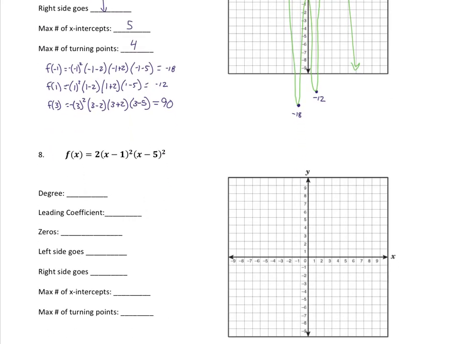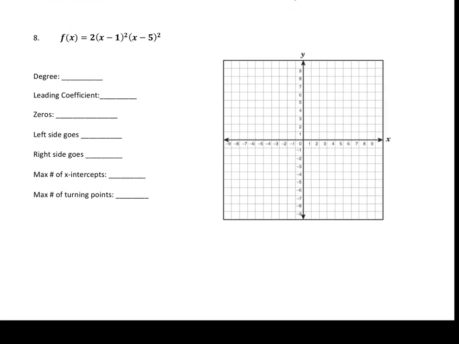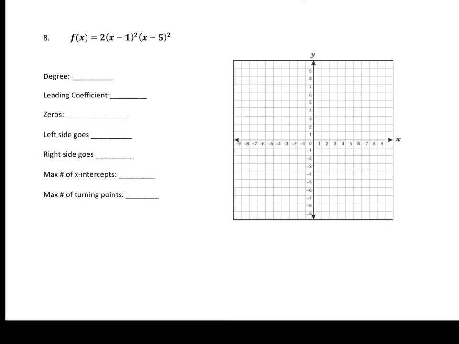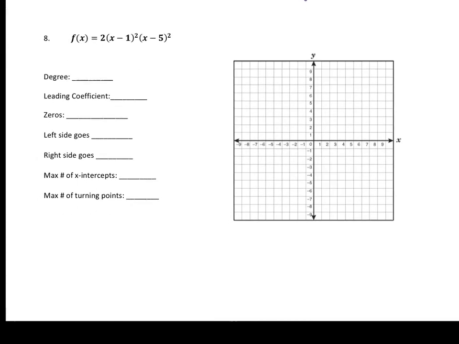Moving on to number 8. So we've got a positive leading coefficient. We've got two terms now that are squared, so we're going to have two bounces. We've got two x's and two x's, so that's 4. Leading coefficient is 2, so now that gives us an even degree with a positive leading coefficient. We're going to have zeros at positive 1 and positive 5. Go ahead and plot those.